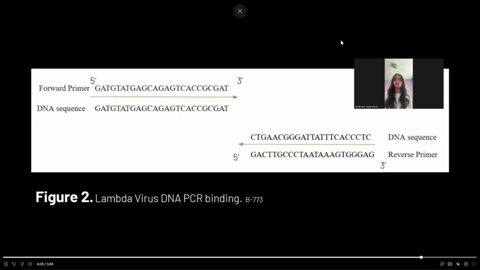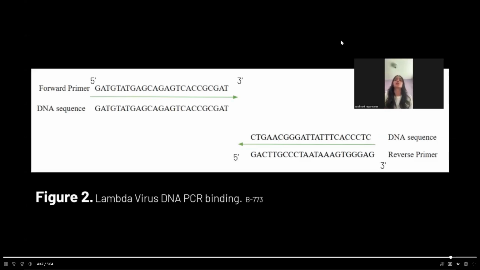So the purpose of this figure is to demonstrate how the lambda virus will bind to the DNA that was found on the NCBI database. And then for the methods, we were given these primers, and then we found the corresponding DNA on the NCBI database. And this is exactly how they bind when they go through PCR.